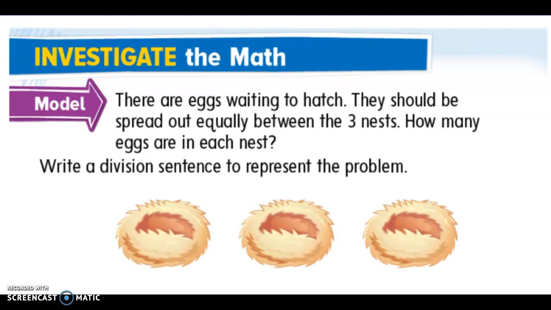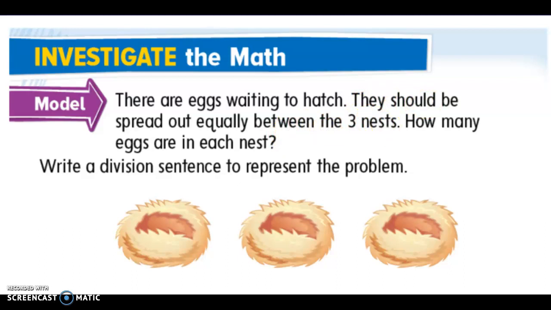I'm going to jump to slide 6. It says, there are eggs waiting to hatch. They should be spread out equally between the 3 nests. How many eggs are in each nest? Write a division sentence to represent the problem. This question does not tell us how many eggs are waiting to hatch, so we get to make that up. It does tell us they should be spread out equally between the 3 nests. So here are our 3 nests.